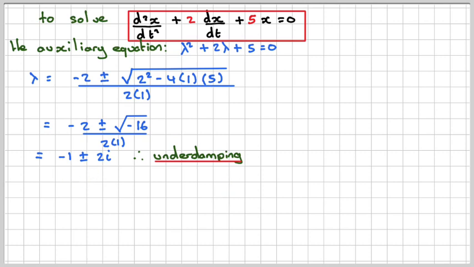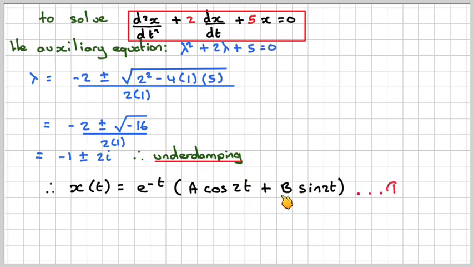If this had come out to be two distinct real roots, then we have overdamping, and if we have a repeated root, then we have what's known as critical damping. Right, so therefore x of t will be equal to e to the minus t, where the -1 comes from the real part, and then the 2 in the cos will become a constant: a times cos 2t plus b times sine 2t, called equation 1. We have to now find the values of a and b.